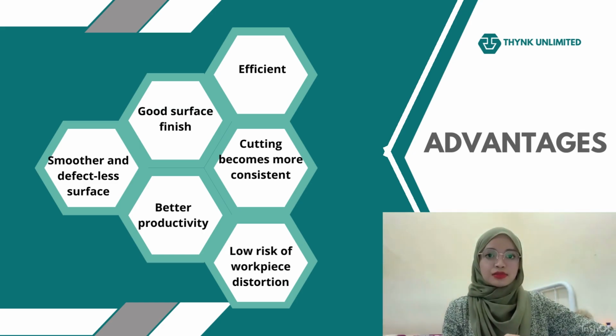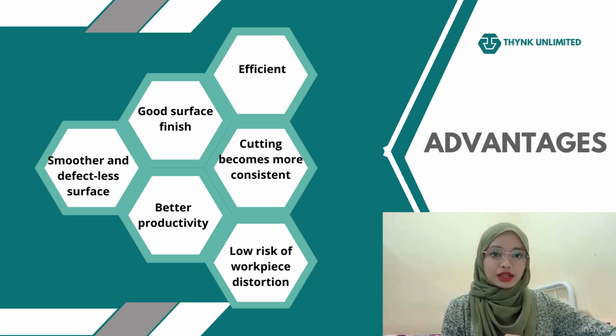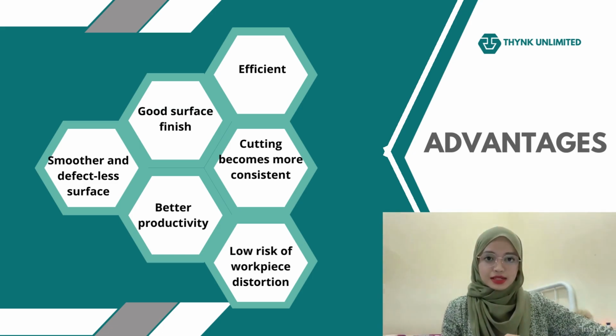Next is cutting becomes more consistent. High-speed machining combines the roughing and finishing passes that are normally separate at lower speed. Next is better productivity. Higher milling speed and feed rate give a higher material removal rate. It can also process hardened parts, and its complete surface processing meets the surface quality standard.